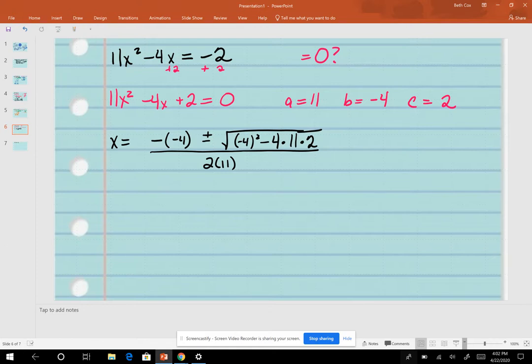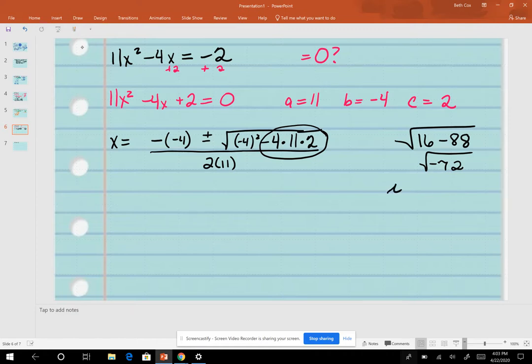If you don't have it memorized, you need to get it in front of you so that you can memorize it. Okay. So then we're going to do the radical, just the radical. It's going to give me a 16 minus 88, because that's going to be a minus 88. All right, and so that's going to give me negative 72. Is that right?